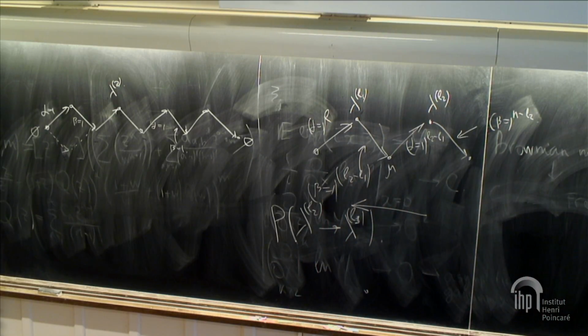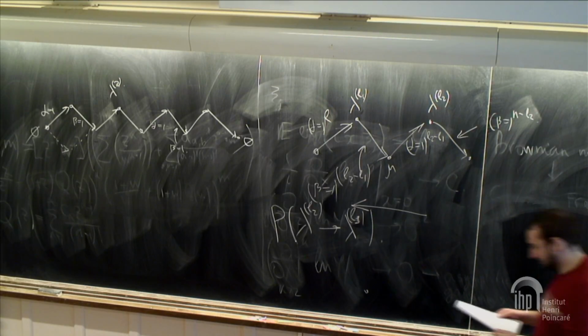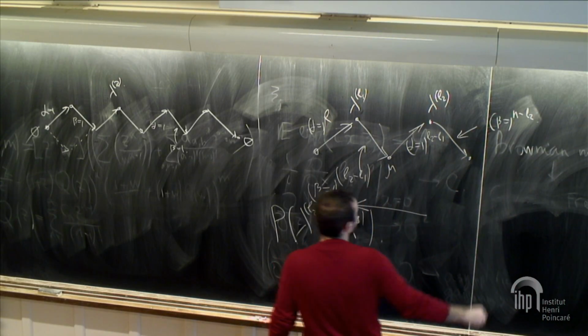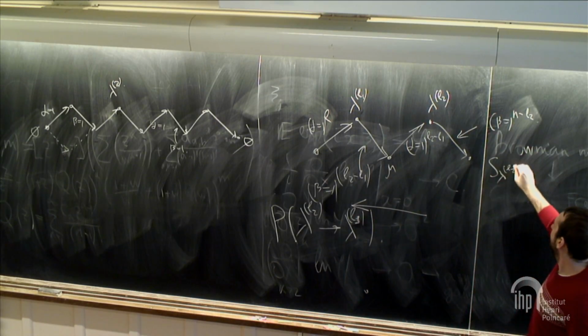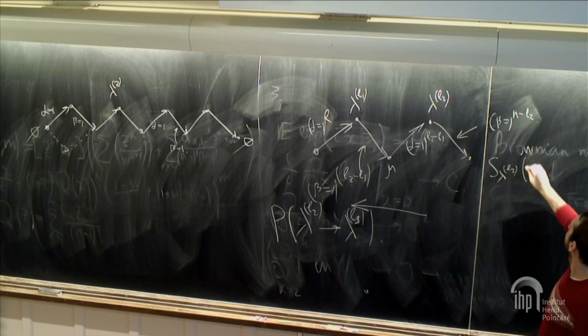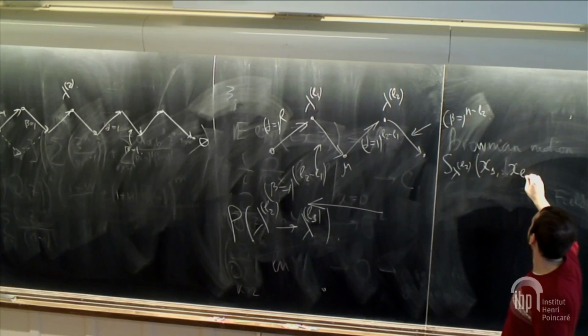Now, I claim that these transition probabilities can be encoded in a particularly simple way, again by using Schur generating functions. So here is a statement. If you take the normalized Schur polynomial in L2 variables, x1 through x L2.